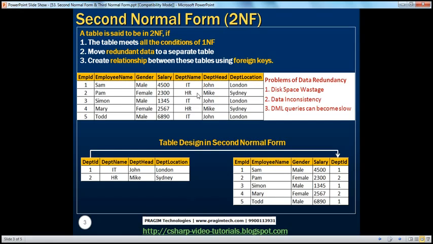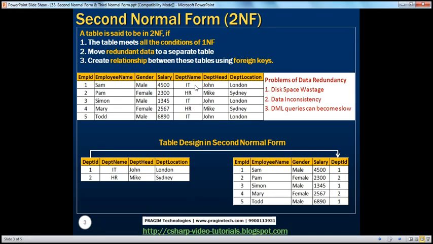But since I'm storing these three columns within the employees table and there are 200,000 employees in my organization, I have to repeat those columns for every row. So obviously, what's the problem here? This data is redundant, and we know that because of data redundancy there are several problems.